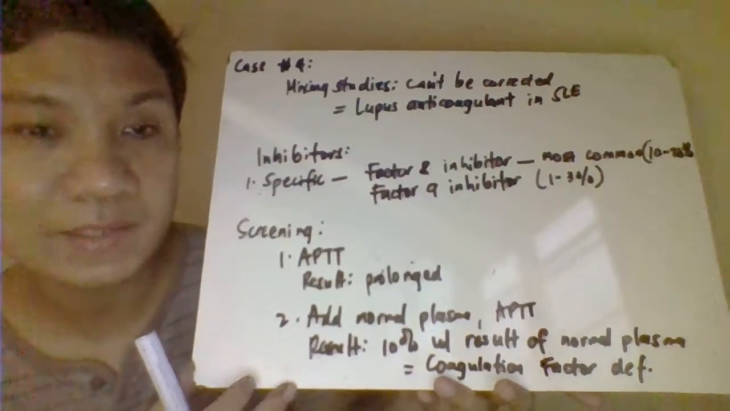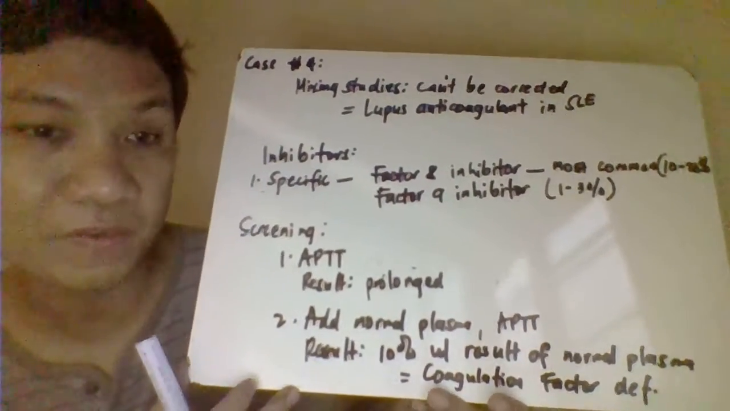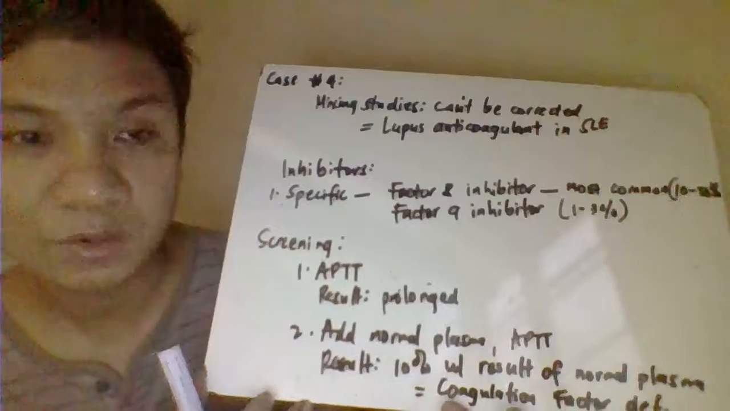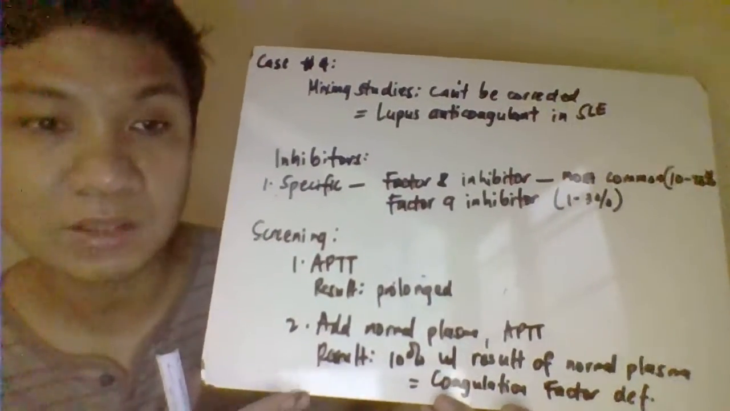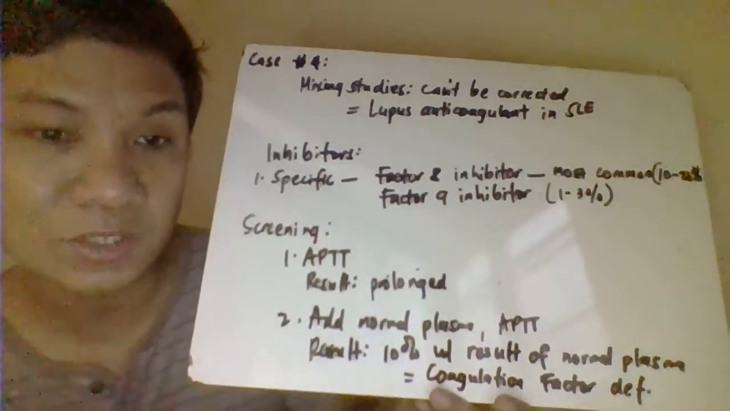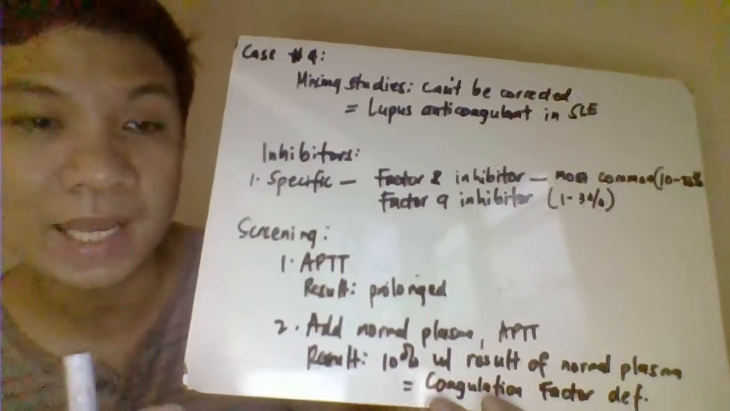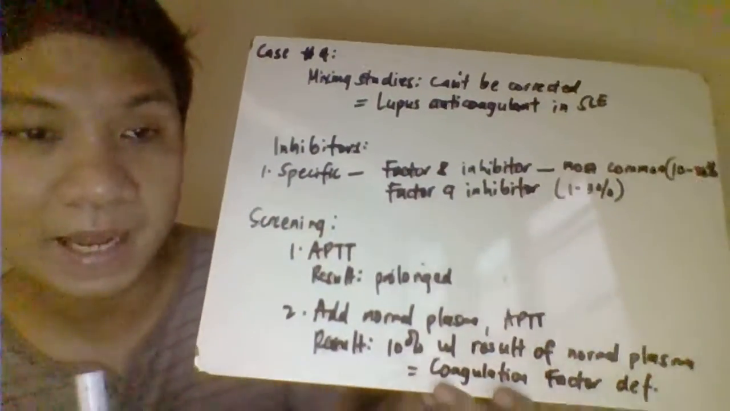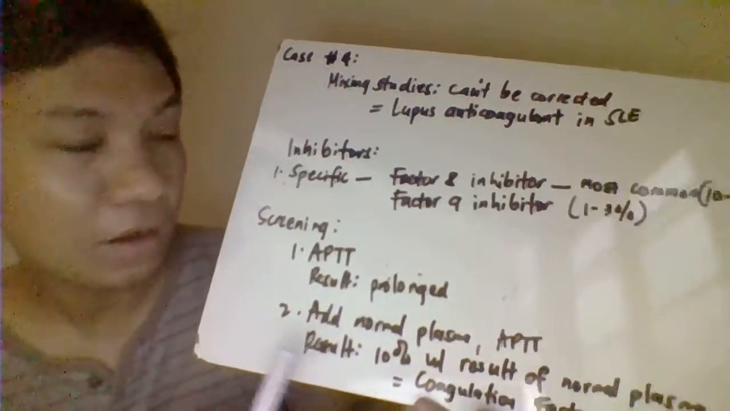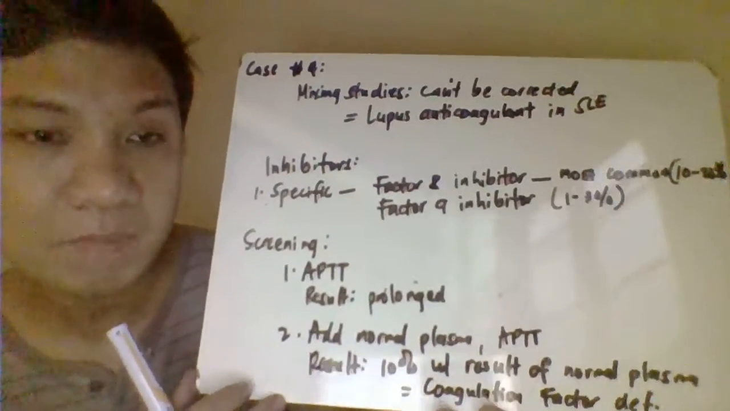So, this most likely, this lupus anticoagulant is your antiphospholipid na antibody. So, pag antiphospholipid antibody directed towards the phospholipid na structure component of the cells in our body. Basta pag lupus anticoagulant, hindi siya nakokorek ng ating mixing studies. Okay, then we have here the presence of our inhibitors.